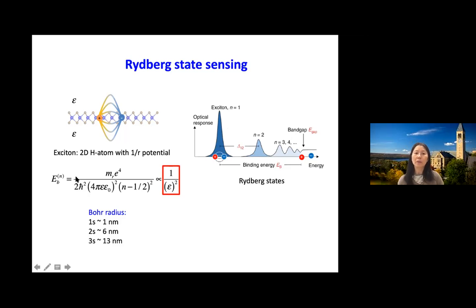So the exciton binding energy is very sensitive to the dielectric background. In a homogeneous medium, it goes like 1 over the dielectric constant squared.